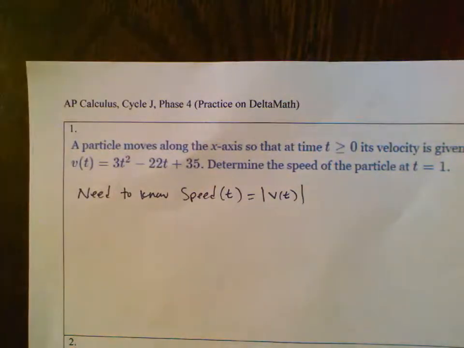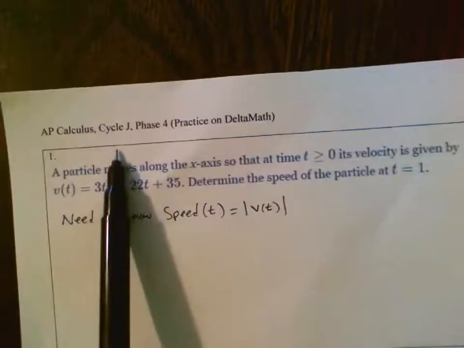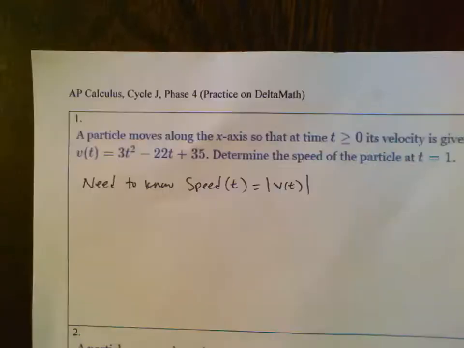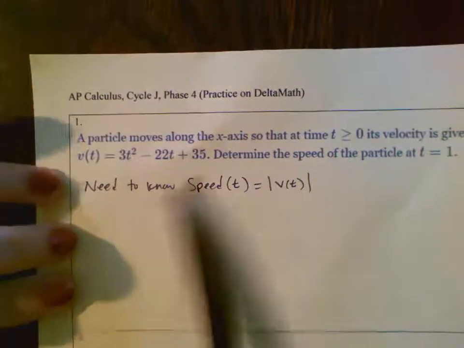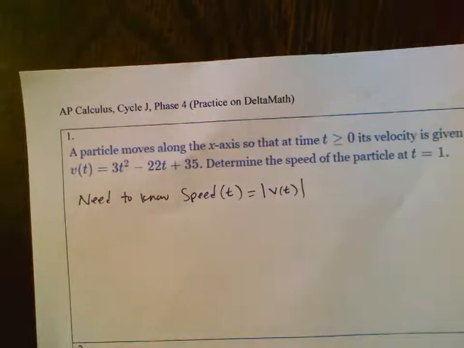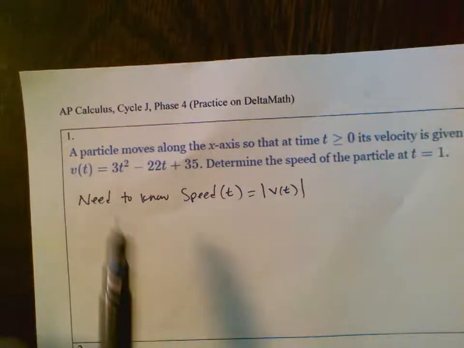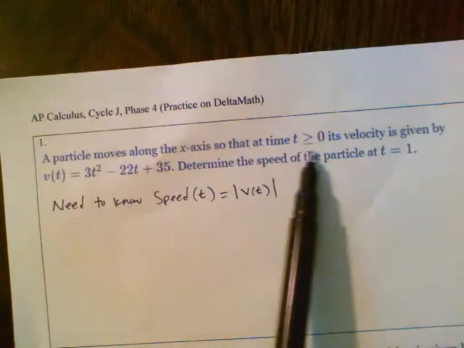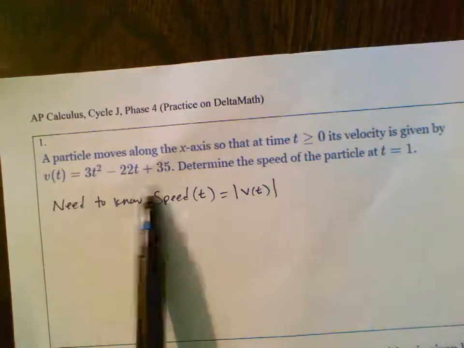Okay, so a particle moves. All right, so cycle J practice, phase 4. The practice for this is on Delta Math. For these phases that are coming, some of the practice is going to be on paper, but other stuff will be on Delta Math. So you go to Delta Math, look at cycle J phase 4, and there's practice for this. A particle moves along the x-axis so that at any time t greater than or equal to 0, its velocity is given by this.